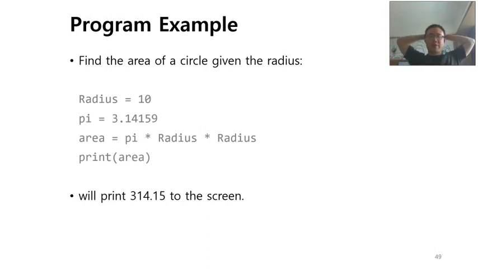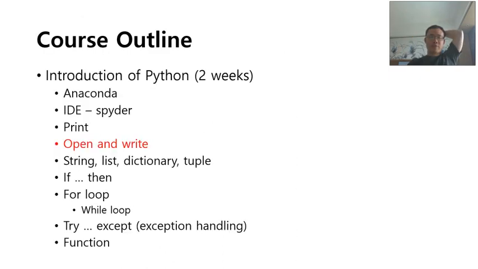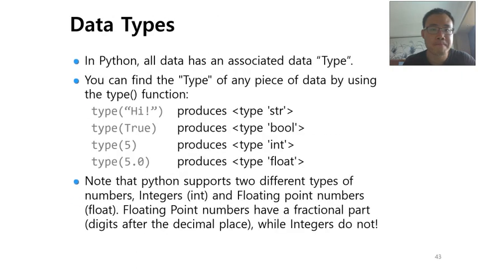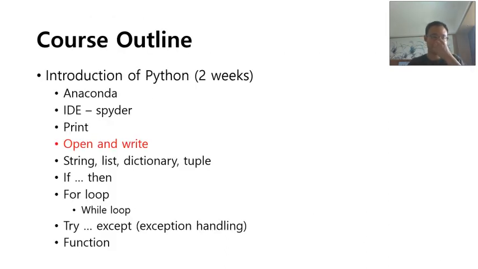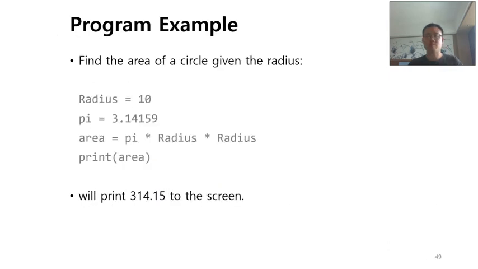If you want to find the area of a circle given the radius, you can define the radius and define the value pi. If you install a package, you will not have to define pi. If you have the NumPy package, we will talk about it later, maybe in 2 weeks. And if you want to calculate the area of the circle, you can write area equals pi times radius squared and print it out. You can practice the example by yourself. Okay, now we have finished the simple introduction of Anaconda, the IDE, variables, data types, and the print function. In the next video, we will talk about opening and writing files.